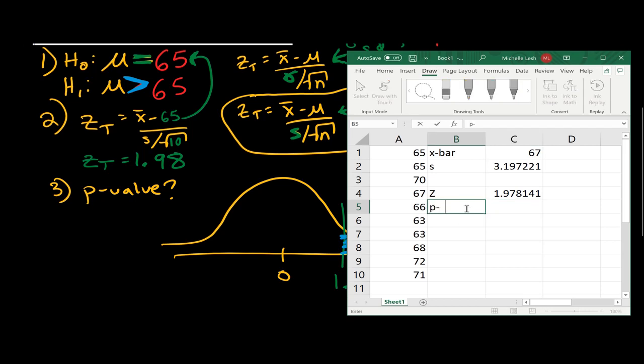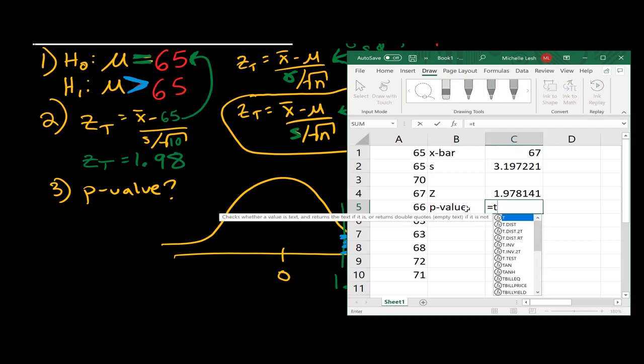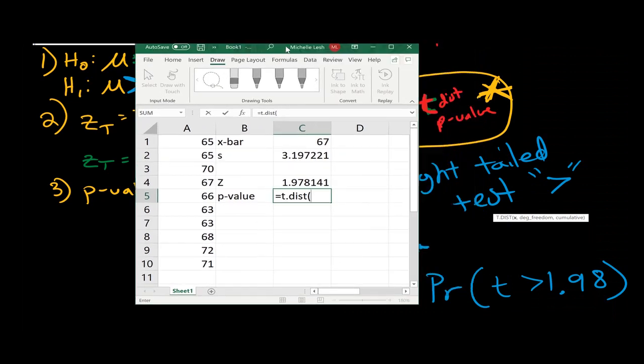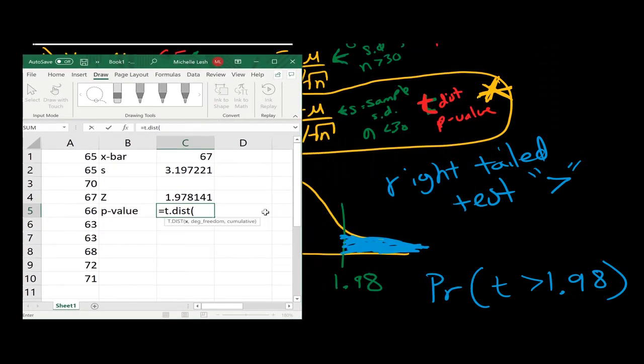And my p-value equals t dot dist. Okay, open parentheses. All right, first thing it asks for is what is the x value, or basically what are you trying to calculate the probability for? That's that 1.98. Okay, the degrees of freedom. T-distributions always have degrees of freedom. Degrees of freedom is always the sample size minus 1. So what's our sample size here? It's 10. So 10 minus 1 is 9.